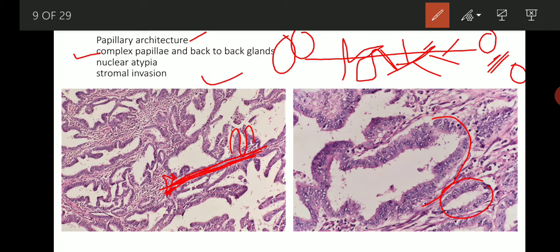This is not the case in carcinoma. Stroma is very little and the glands are very closely packed to each other. That is known as the back to back arrangement of the glands. The glands will show you nuclear atypia.